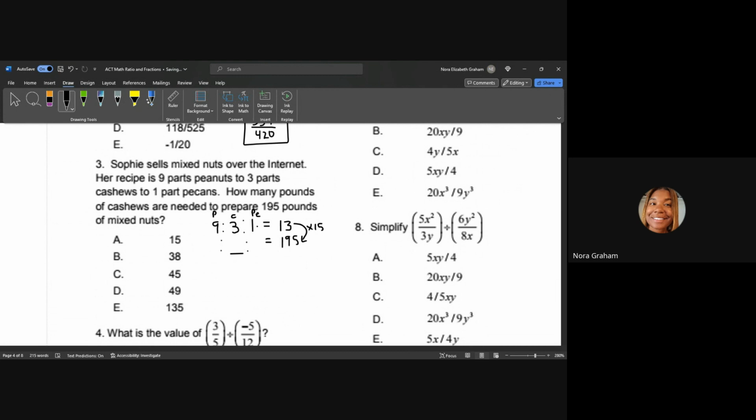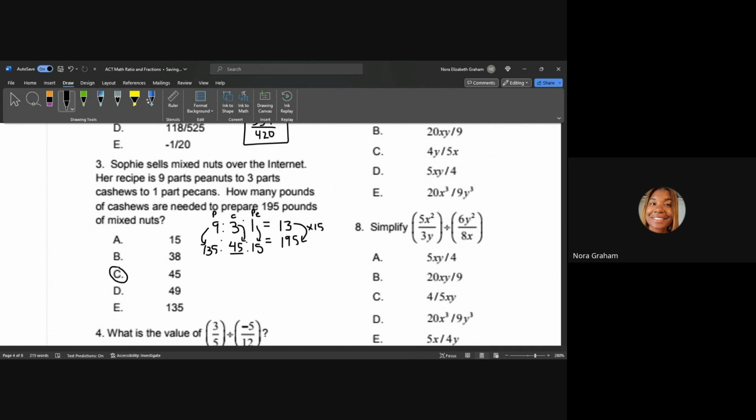I need to multiply my 1 times 15 to get to here. So 1 times 15 is 15. That means I would have 15 pecans. For cashews, I need to multiply 3 times 15 to get from here to here. So 3 times 15 gives me 45. Okay. And I would do the same for here to find my peanuts. 9 times 15 would give me 135. Okay. So the answer here would be C because we were looking for cashews.